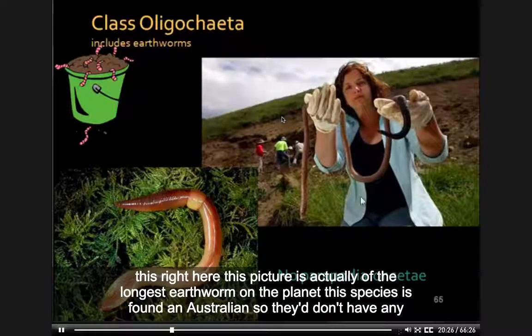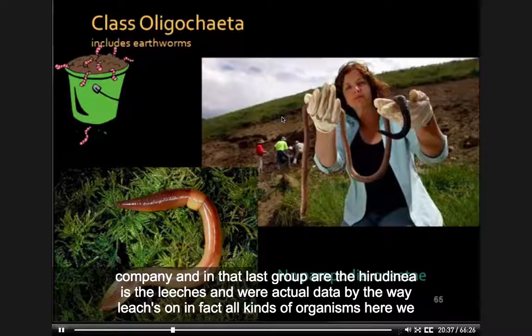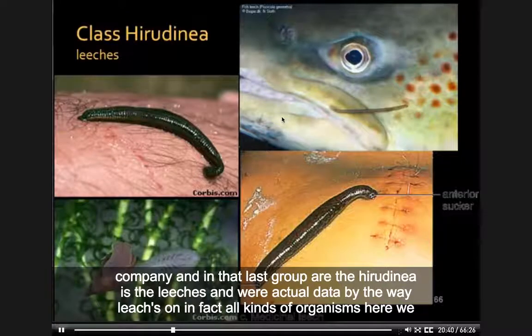This picture is actually of the longest earthworm on the planet. This species is found in Australia. So they don't have any parapodia, or at least they have reduced parapodia and setae. Kind of neat. And then that last group are the hirudinians, the leeches.